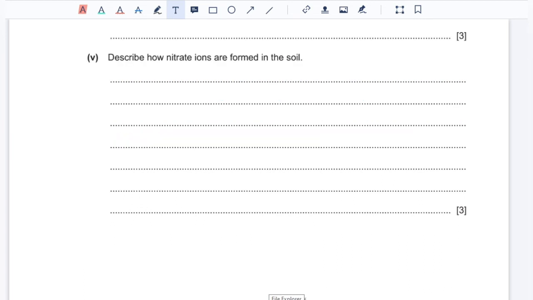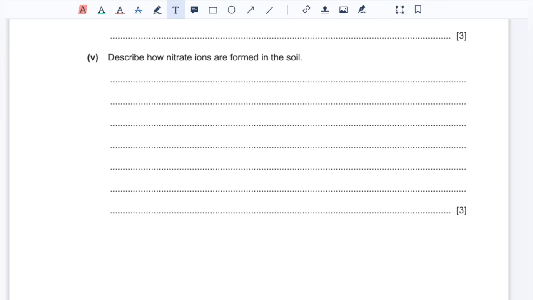5. Describe how nitrate ions are formed in the soil. So proteins in the waste of animals that is laid on top of the soil is broken down to amino acids, and amino acids are then converted to ammonium ions by decomposers like fungi and bacteria. The ammonium ions will then be converted to nitrate ions by nitrifying bacteria.